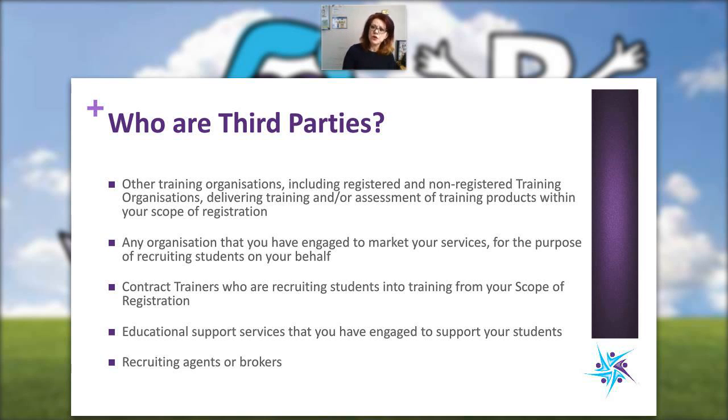You should have a written agreement with them as well, where it clearly outlines what the selection criteria are for your RTO, and in particular against the qualification or unit of competency that they will be enrolling in, so that they understand what their responsibilities are when recruiting these students into the courses.